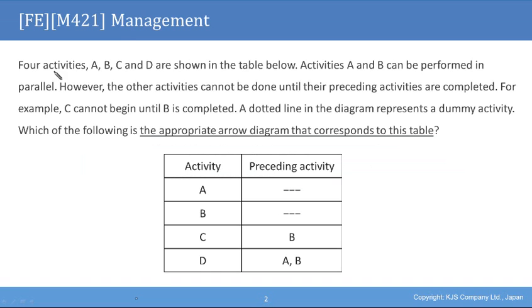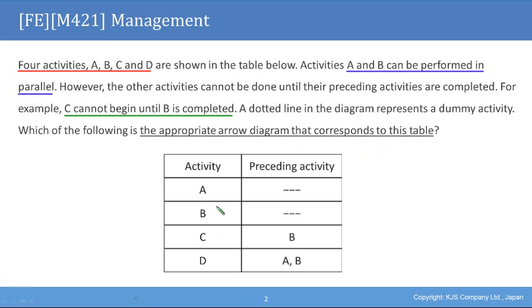4 activities A, B, C and D are shown in the table below. Activities A and B can be performed in parallel. However, the other activities cannot be done until their preceding activities are completed. For example, C cannot begin until B is completed. A dotted line in the diagram represents a dummy activity. Which of the following is the appropriate arrow diagram that corresponds to this table?